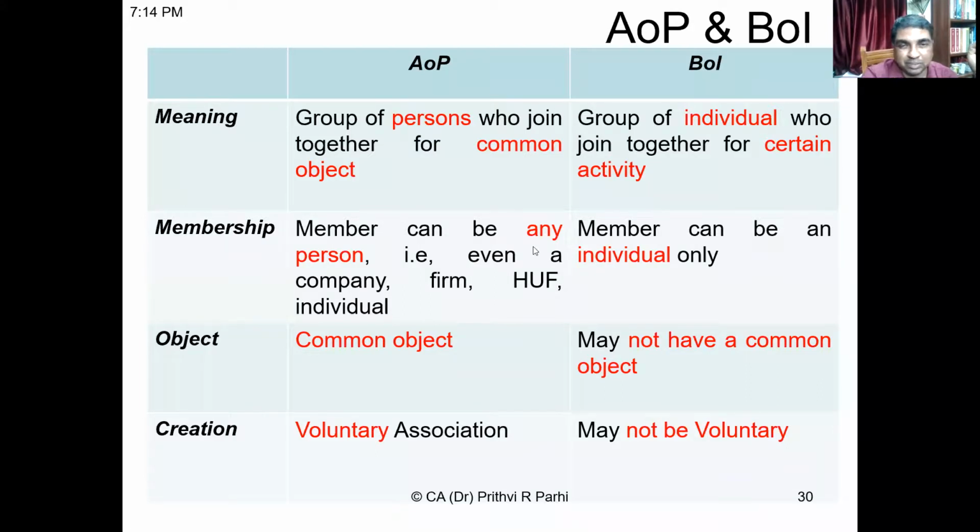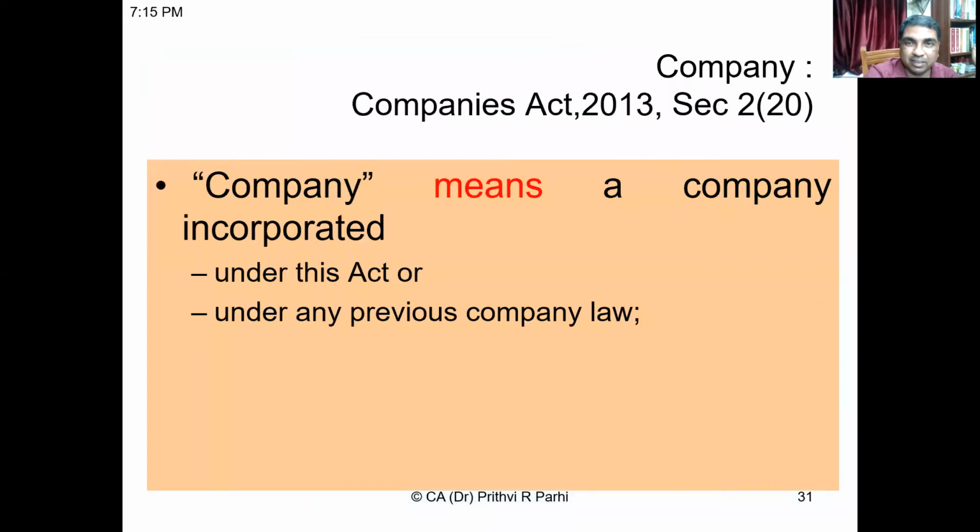Membership: in case of association of persons, any person can be a member, whereas in case of body of individuals, only individuals can be. And one more important distinction: an association of persons is a voluntary association. That means people voluntarily come together to form an association. Whereas in case of body of individuals, as I told you, it's not a voluntary association. A third party, let us say a court, decides that you are one group, a body of individuals, and you have to pay compensation jointly. Are you getting me now? Yes, sir. This is the difference between AOP and BOI. Got it? Yes, sir. Thank you, sir.